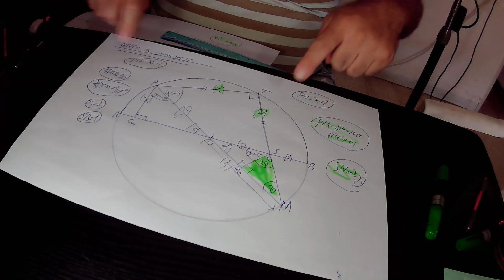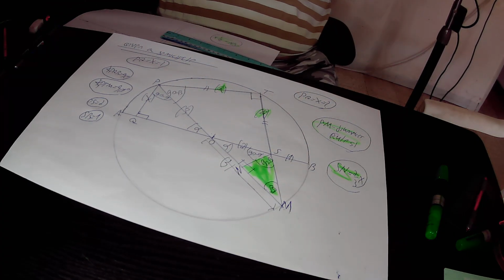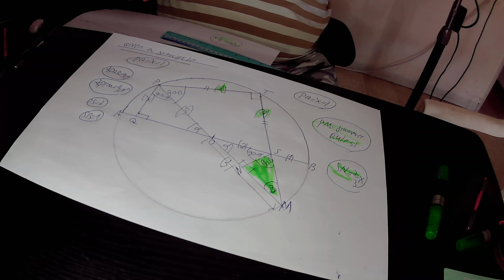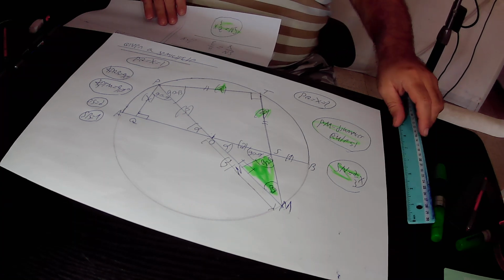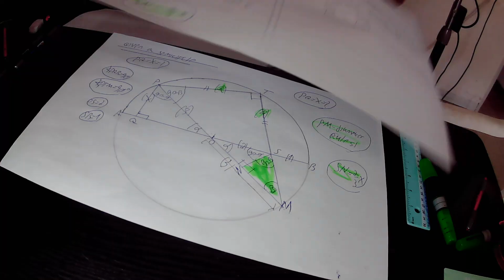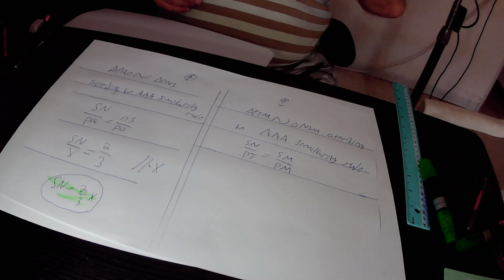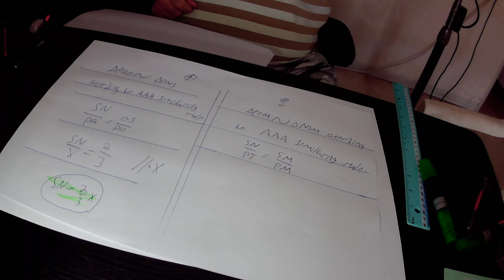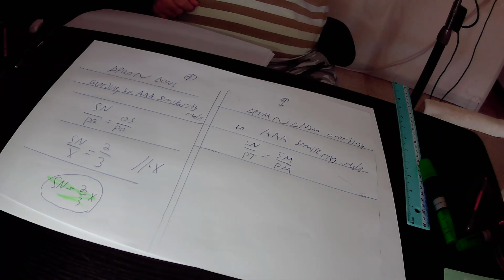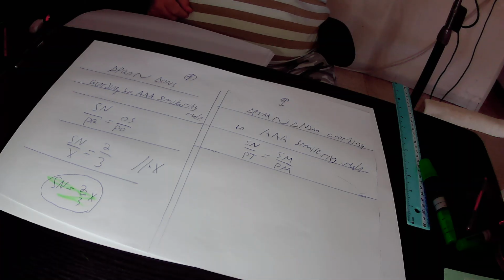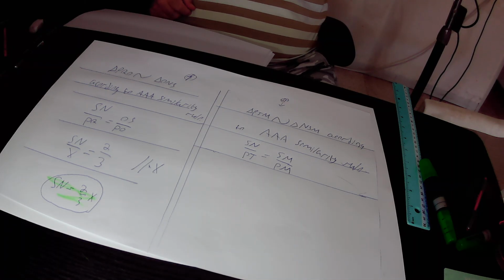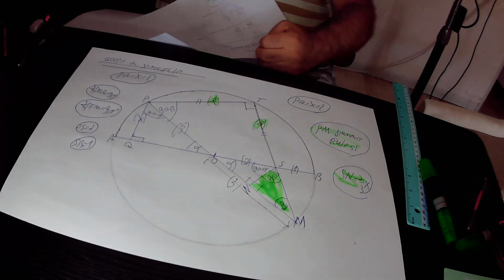And again, from the fact that those two right triangles are similar to each other, we derive that the following relationship exists between their sides. We derive that side SN of the green right triangle NSM over side PT of the big right triangle PTM equals side SM of the green right triangle NSM over side PM of the big right triangle PTM.